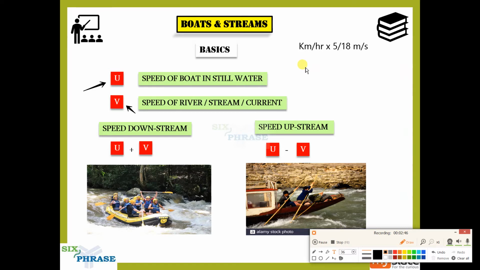Now, like I told you, there are two important variables. If you know that, you can solve all the problems in boats and streams. One is u, another one is v. You can see u is the speed of the boat in still water. Okay. Now, why do they say still water? What is the significance of the word still water? When they say still water, it means a water which doesn't move. Yes, a water which doesn't move.